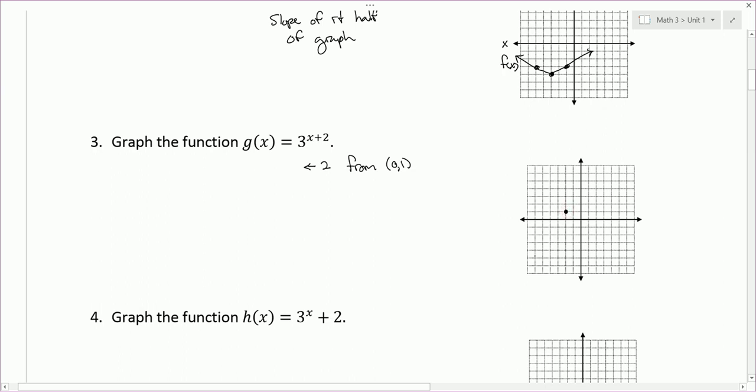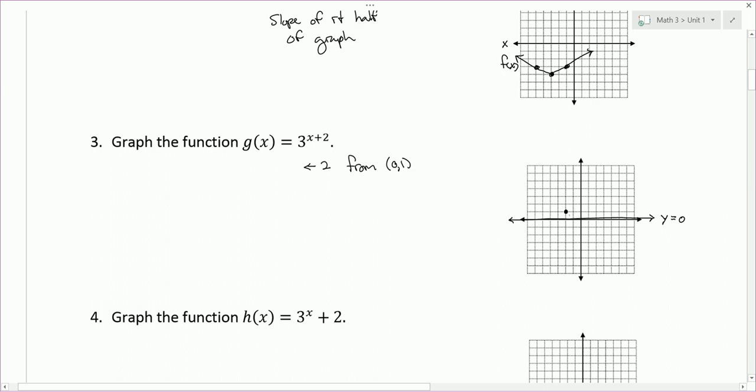The parent graph has a horizontal asymptote along the x-axis here. And because we have not translated the parent graph vertically, it's still there. So let's label that y equals 0. And then let's get a couple more points.